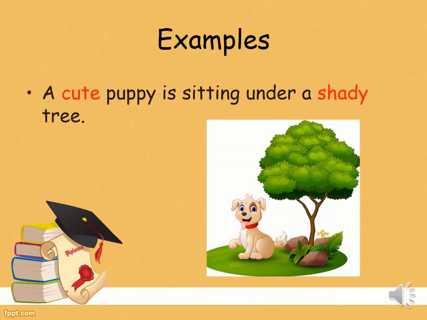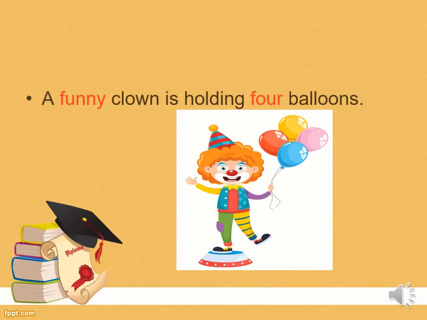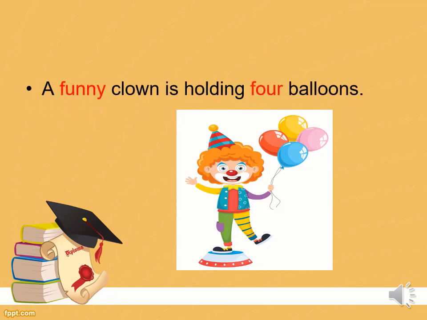Examples: a cute puppy is sitting under a shady tree. Cute is the adjective describing the noun puppy, and shady is an adjective describing the object tree. A funny clown is holding 4 balloons. Funny is the adjective describing the noun clown, and 4 is the adjective describing the noun balloons.